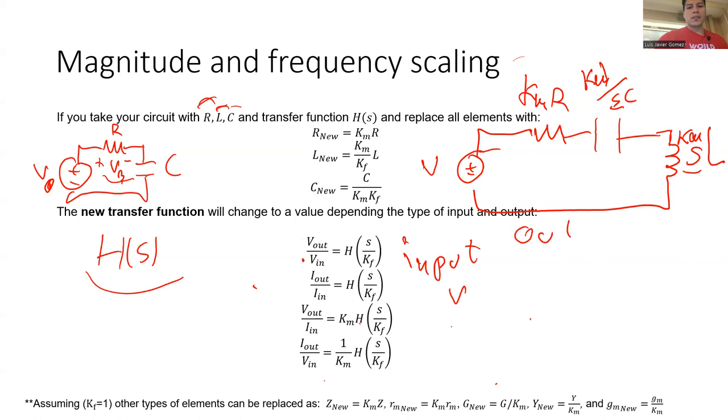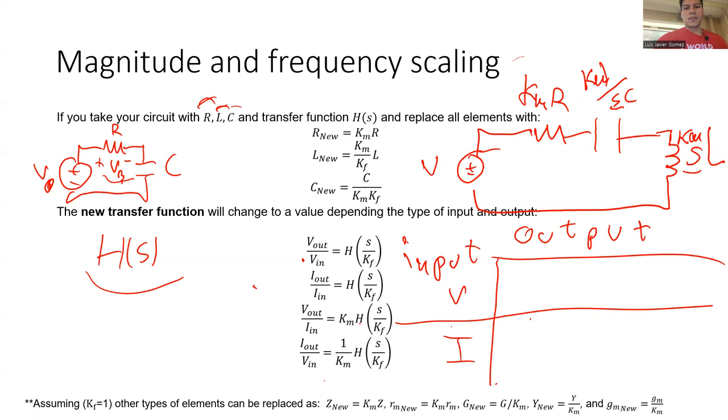is, so it can either be voltage or current. If my output is a voltage, right? If I multiply all the resistances by Km, and let's say my output is the voltage across the capacitor, would that change my output at all?